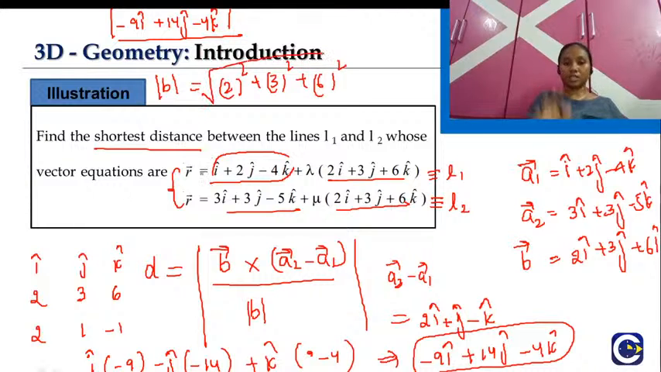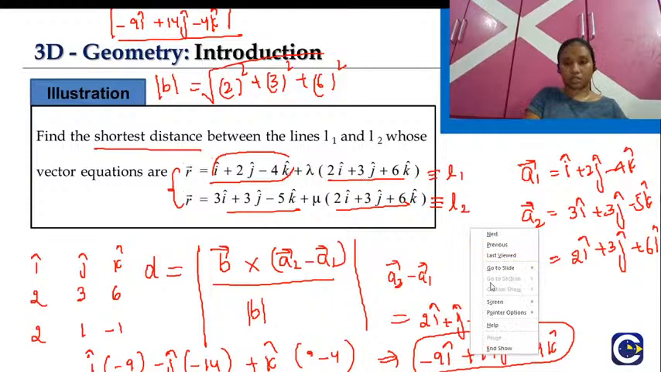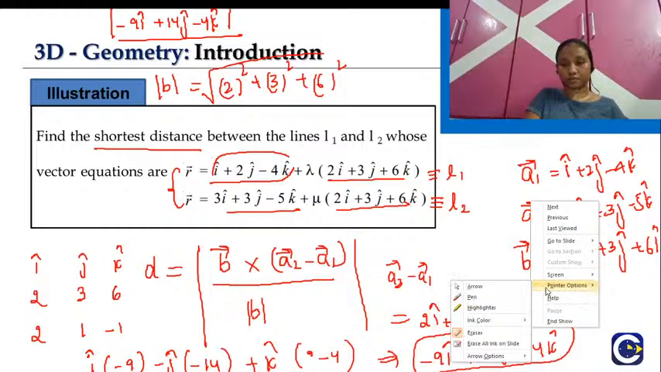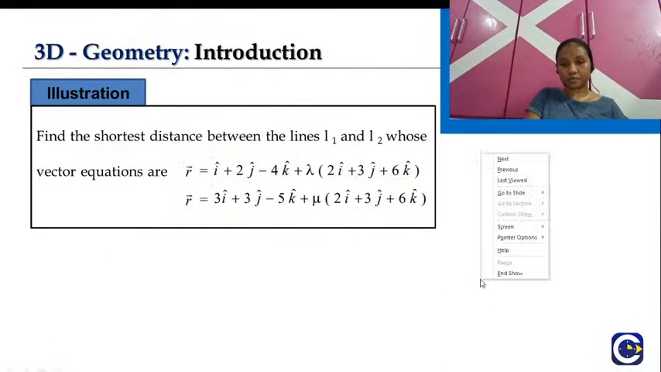Right, so as of now, you might have understood what we are trying to find here. So let's just erase this part. I hope you're following. So yeah, let me erase this part. Okay.